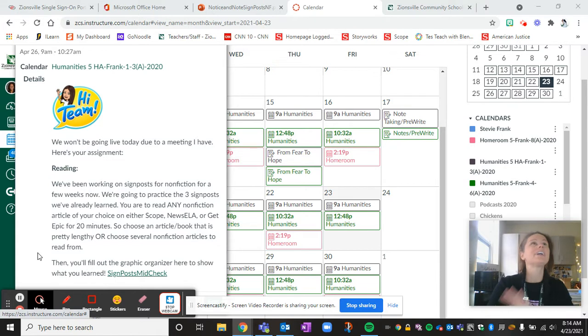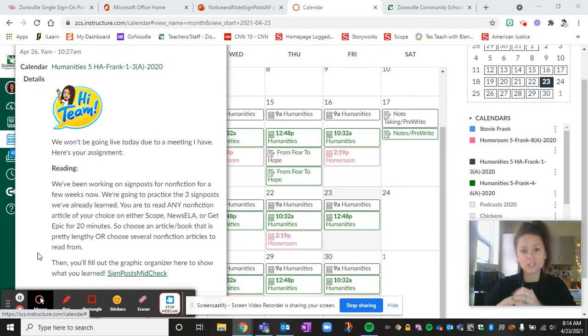So we've been working a lot with signposts for nonfiction, and what we're going to be working on today is a mid-check. So we've studied about half of the signposts, and so now I'm just checking to see how we're understanding thus far. So I know you always have the question, is this for a grade? And the answer is always yes.